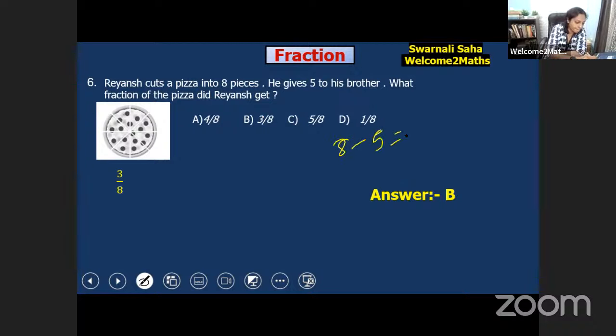Okay, 3 by 8. Very good. It's 3 by 8, not 4 by 8. Hope you understood. It's so easy. We just have to subtract and then find the answer.